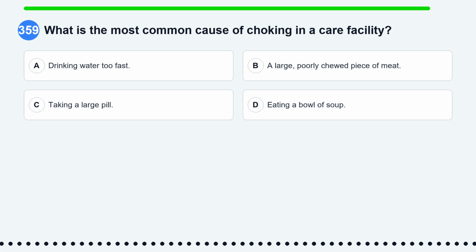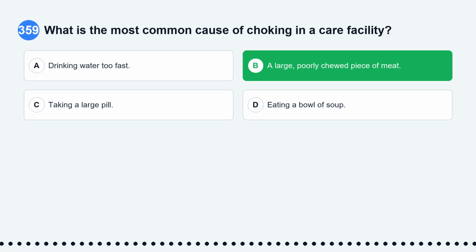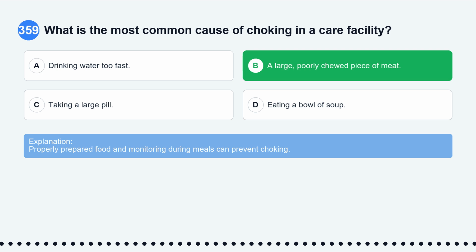Question 359. What is the most common cause of choking in a care facility? Option A, drinking water too fast. Option B, a large, poorly chewed piece of meat. Option C, taking a large pill. Option D, eating a bowl of soup. The correct answer is option B, a large, poorly chewed piece of meat. Properly prepared food and monitoring during meals can prevent choking.